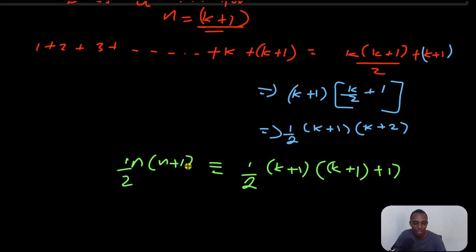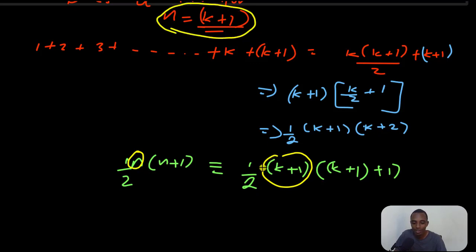Now let's check. See, we have n and we have k plus 1 here. Remember, n equals k plus 1 at this step. So n is k plus 1, and n plus 1 here is k plus 1 plus 1. So the formula indeed holds for all values of n, and there we have it. We've proved that this formula actually works.